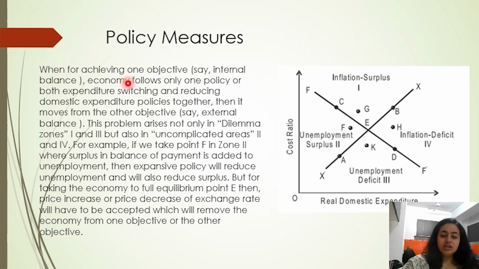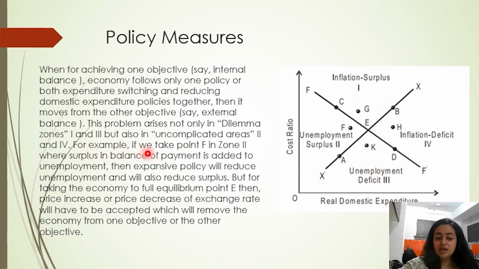When, for achieving one objective, say internal balance, the economy follows only one policy, or both expenditure switching and expenditure reducing policies together, then it moves away from the other objective, say external balance. This problem arises not only in the dilemma zones 1 and 3 but also in the uncomplicated zones 2 and 4. 1 and 3 are our dilemma zones.